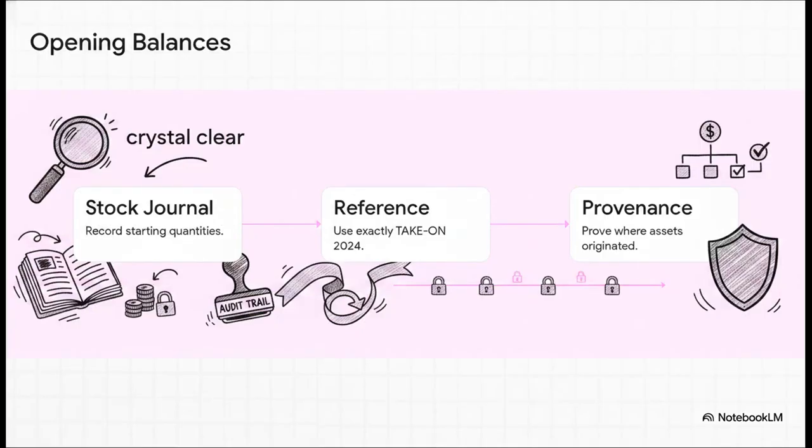And speaking of crystal clear, let's talk about opening balances. Honestly, it's a notorious pain point for compliance officers. To establish a solid take-on certificate now, the user simply records opening quantities right in a stock journal. They use a standardized reference, something clear like Take-on 2024. This guarantees that if an audit ever does occur, you can prove exactly where that initial R6500 asset actually originated. It makes professional accountability incredibly easy to maintain.